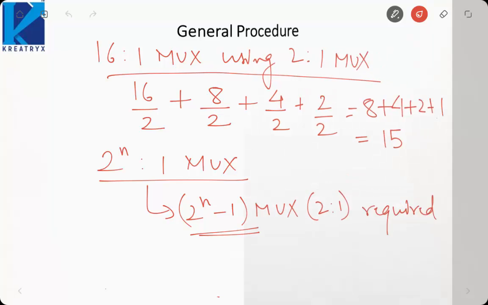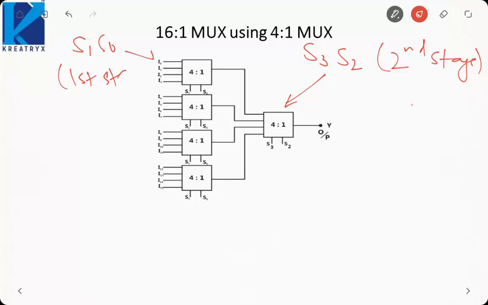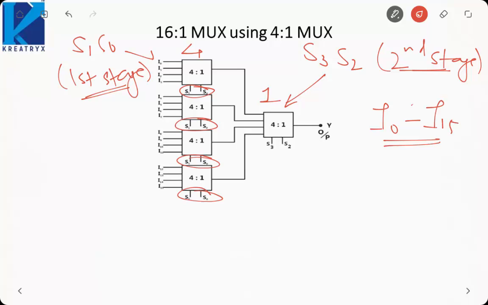Next, suppose I want to implement a 16:1 mux using a 4:1 mux. What we do is, the higher order select lines, that is S3 and S2, will be used at the second stage, and the lower order select lines S1 and S0 will be used at the first stage. Each stage will have the same set of select lines. Here there are 4 multiplexers in the first stage and 1 in the second. So all 4 have S1 and S0. Then the inputs will vary for all the multiplexers. They can be written sequentially, like I0 to I15, in the same order.